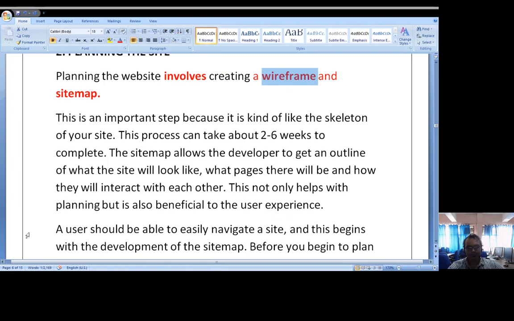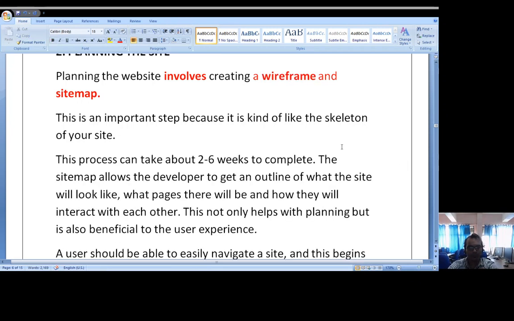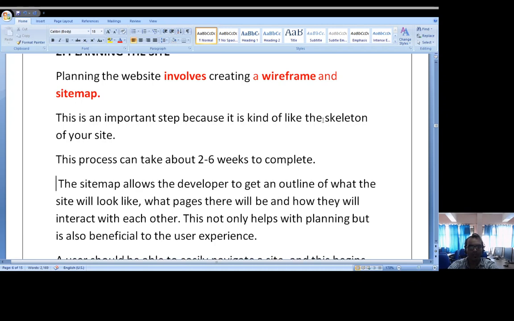Let's move ahead. This process usually takes 2 to 6 weeks to complete, and this is the skeleton of your site. The completion time may in general depend upon the project experience. We came across that this process takes 2 to 6 weeks for its completion.